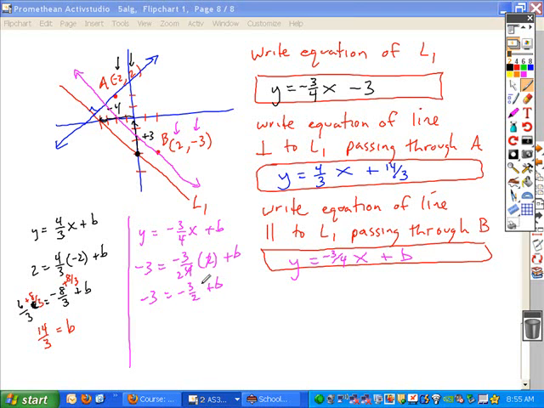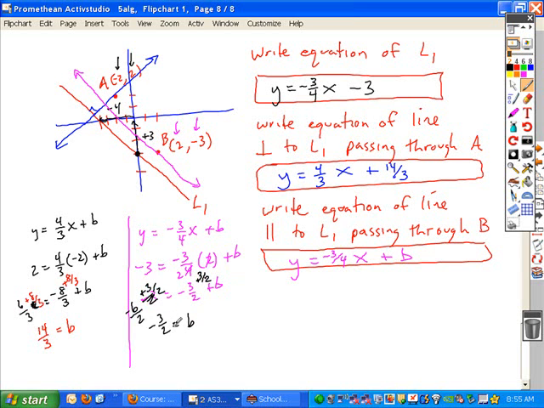So along the same lines, when we add 3/2 to both sides, it may be easier to think of negative 3 in terms of halves. So how many halves is negative 3? What number over 2 will give you negative 3? Negative 6. So when we add 3/2 to both sides, we get our y-intercept to be negative 6 over 2 plus 3 over 2. What does that give us? Negative 3/2. So here is our y-intercept.